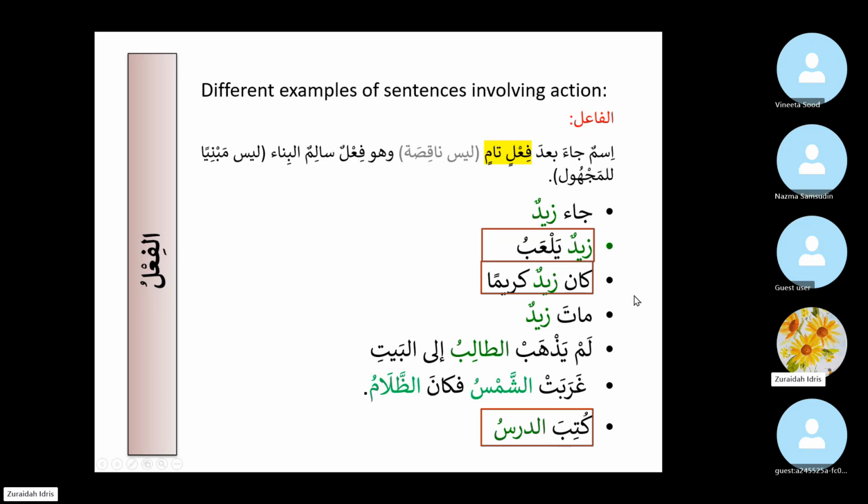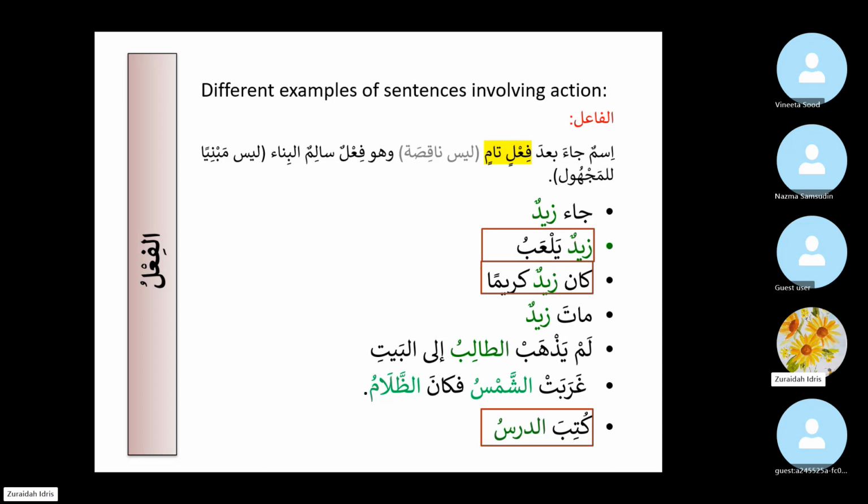Question. We saw kana. We said this is isim kana, and this is khabar kana. So why isn't this isim kana? Brother Hazim, do you know the answer to this? No, I'm about to ask the same question. Oh, okay, the same question.